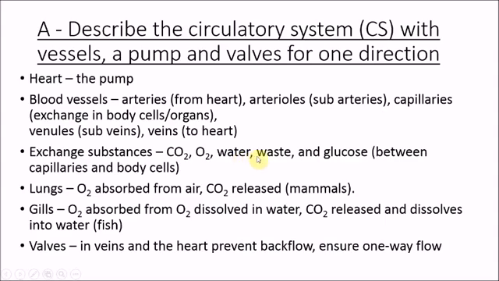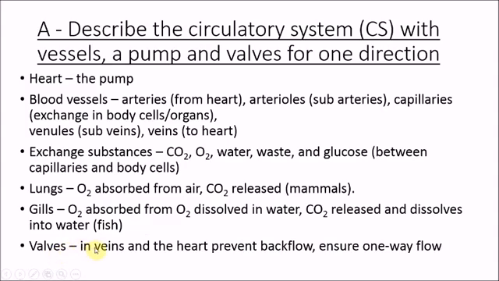Okay, so the exchange substances that we need to talk about are CO2 and oxygen. Water also is exchanged, waste, and glucose, and this is between capillaries and body cells. The lungs is a site of exchange, so in the lungs you will find a lot of capillaries, because capillaries are used for exchange, and it will be between the organ, the lung, and the capillaries. Oxygen is absorbed from the air because we need it for respiration, and then CO2 is released, and that's for mammals. But with fish, they have gills, and oxygen is absorbed from the oxygen dissolved in water as it rushes through the gills, and then CO2 is released and dissolves into the water, and that's for fish.